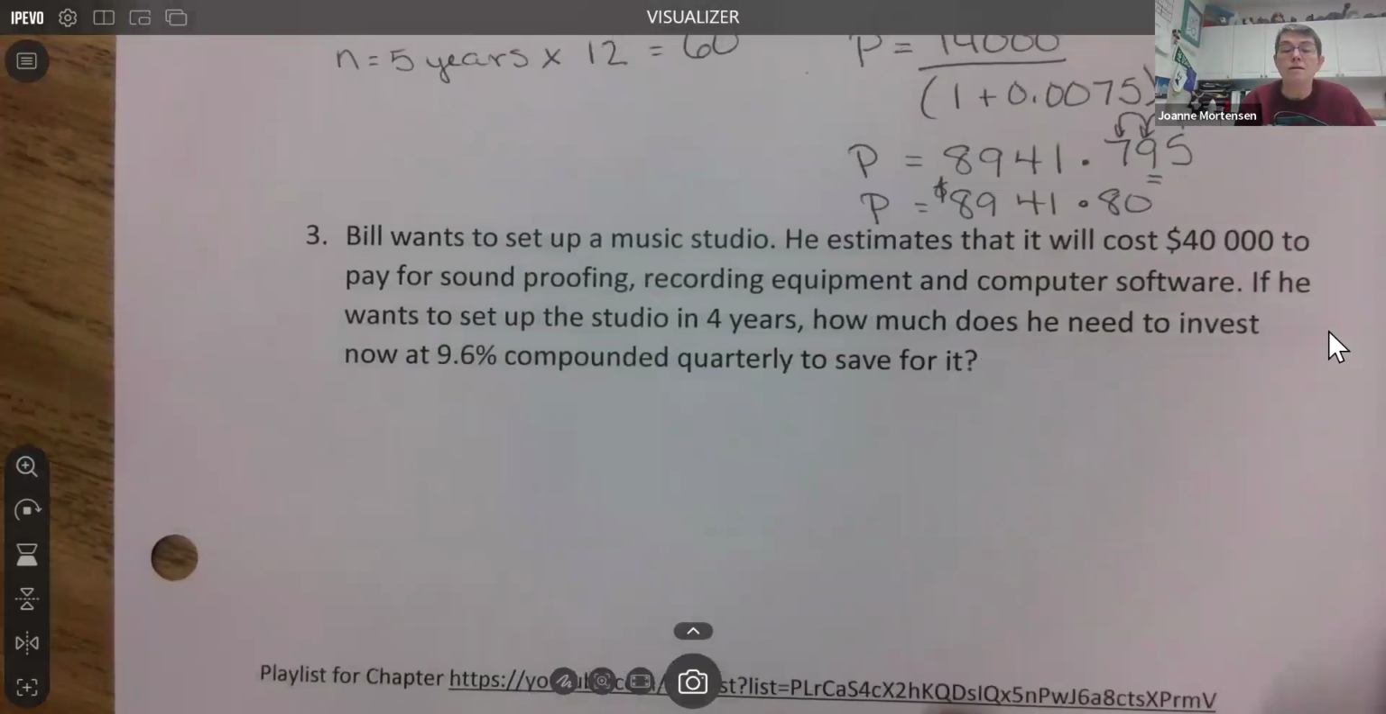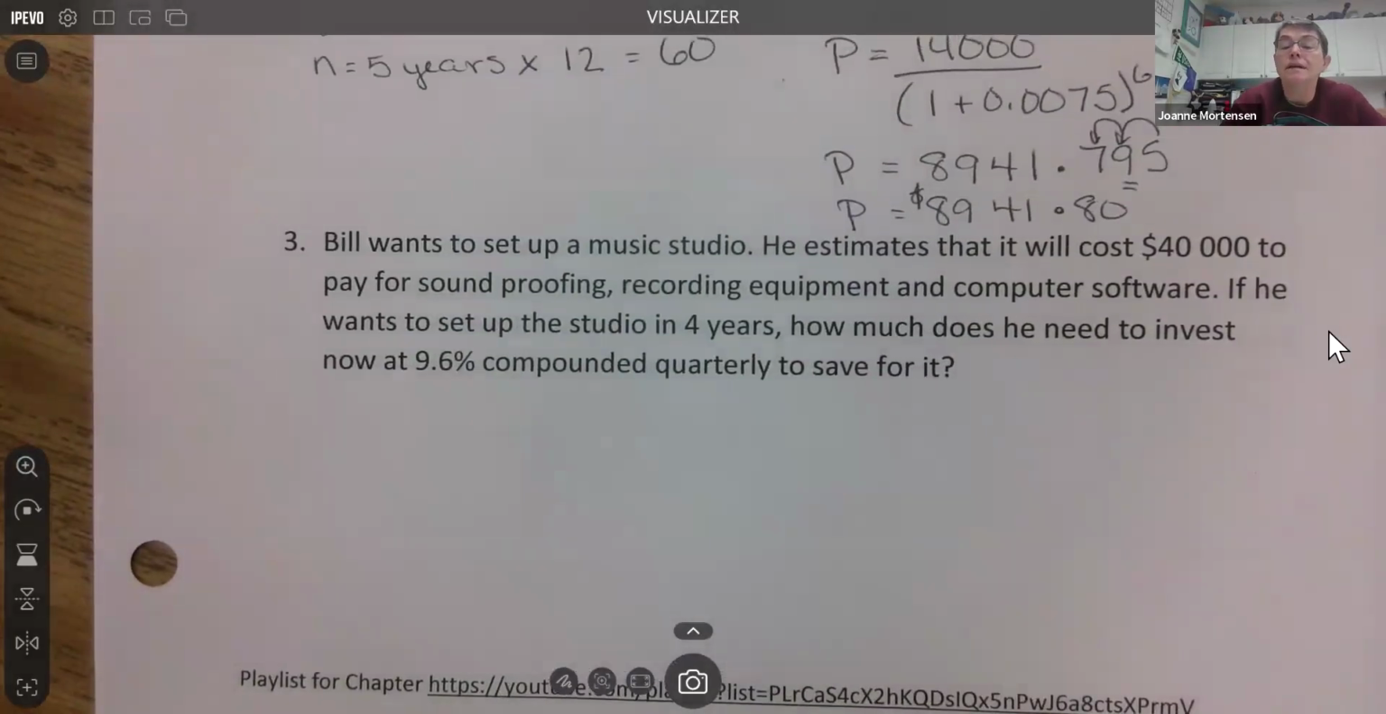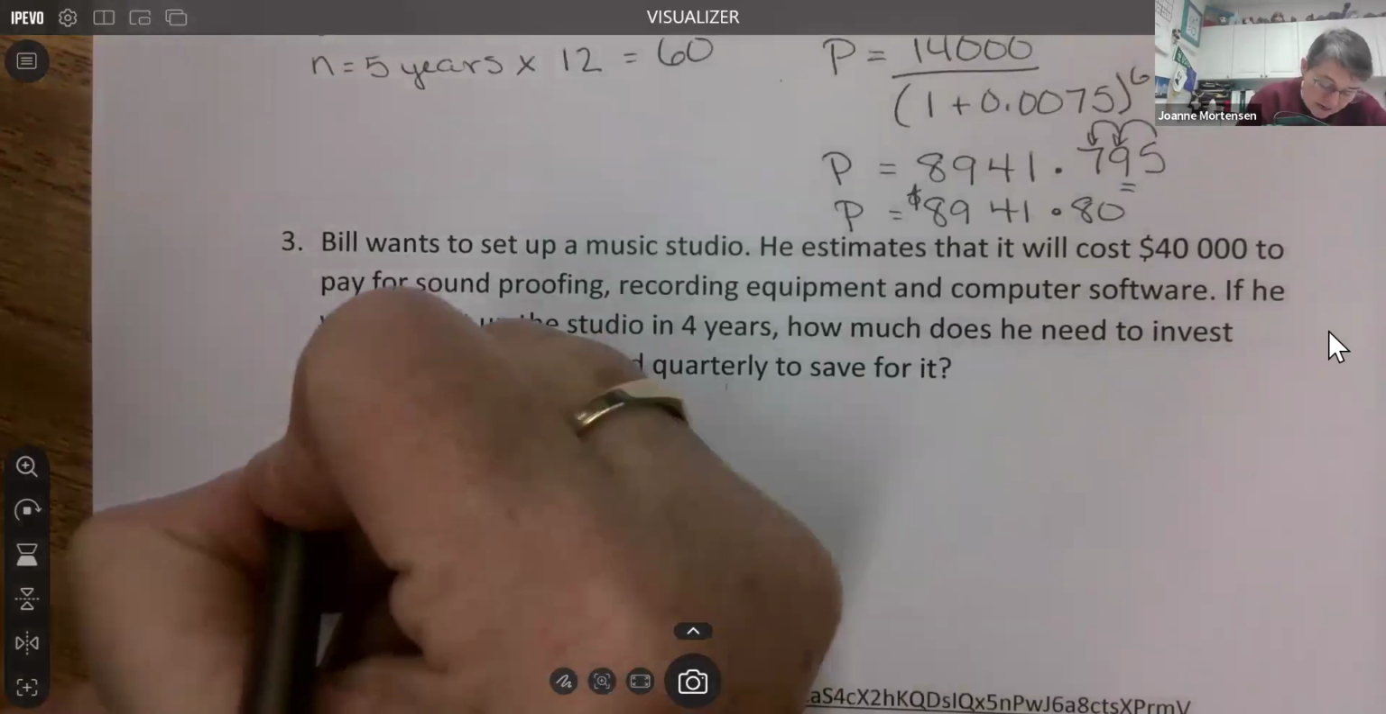All right, Bill wants to set up a music studio. He estimates it'll cost $40,000 to pay for soundproofing, recording, and computer software. If he wants to set up a studio in 4 years, how much does he need to invest now at 9.6% compounded quarterly to save for it? I think a lot, but it will still be less than $40,000. APIN.